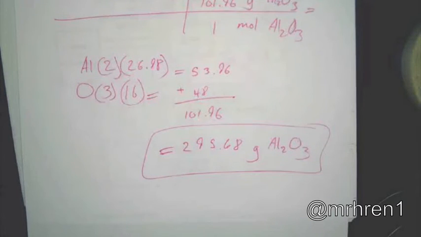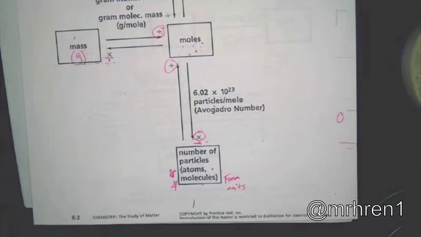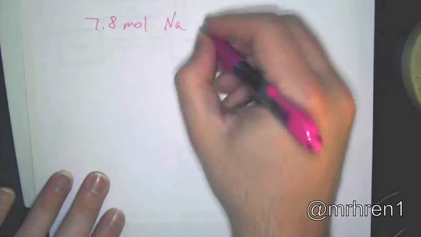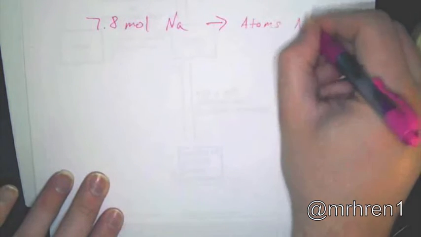All right, let's do the examples now where we convert from particles to moles and moles to particles. Does that bring up questions? All right. So next, let's do this. Let's say we've got 7.8 moles of sodium, and we're going to convert that to atoms of sodium.